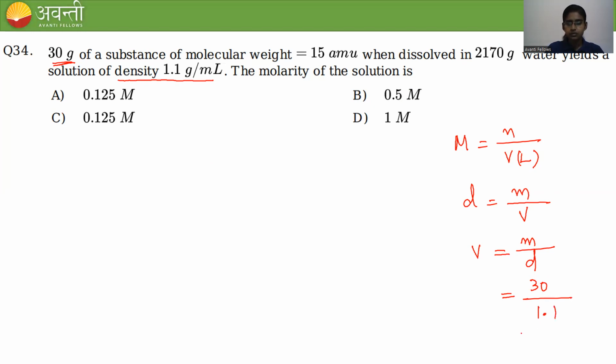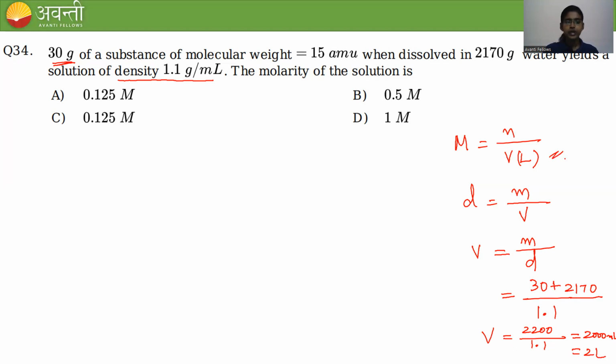So 30 divided by 1.1 gives you the volume. But we have to take the total mass of the system, right? So 30 gram is the mass of the substance, and it is dissolved in 2170 gram of water. So what is the total mass? 30 plus 2170 divided by 1.1, which is equal to 2200 divided by 1.1, which is equal to 2000 milliliter, and it is equal to 2 liter. So the volume is 2 liter, and we got the volume.